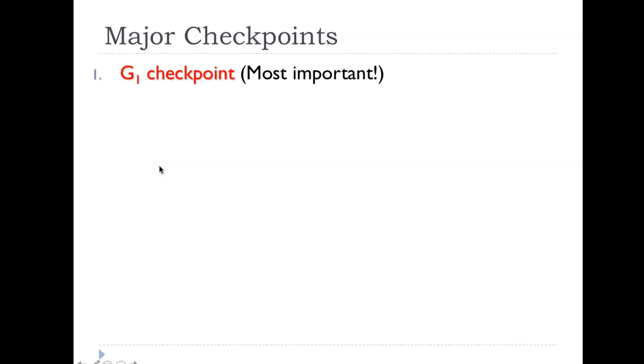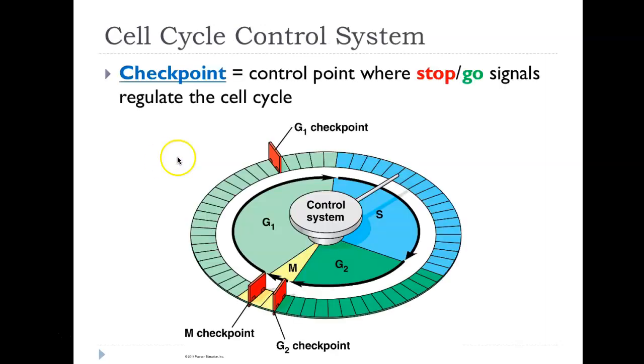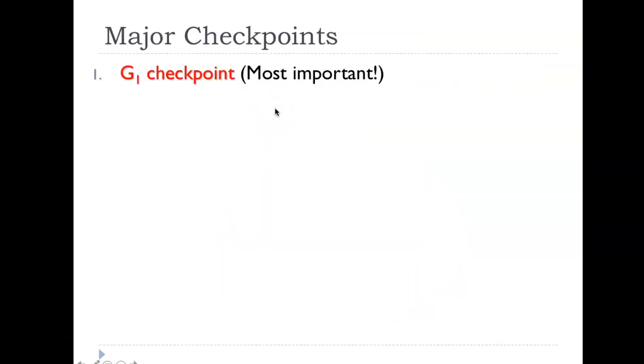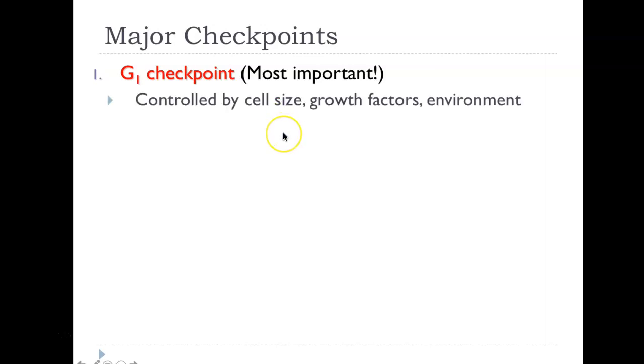The G1 checkpoint is the most important. So we look back at the picture. G1 checkpoint is right here. Conveniently, it's within G1. The G1 checkpoint is the most important. It is controlled by cell size, growth factors, and the environment. So if the environment isn't conducive to cell division, it won't happen. If the cell's not big enough, if there's not growth factors present, the cell won't go forward.